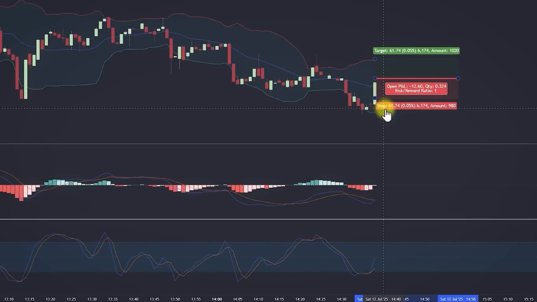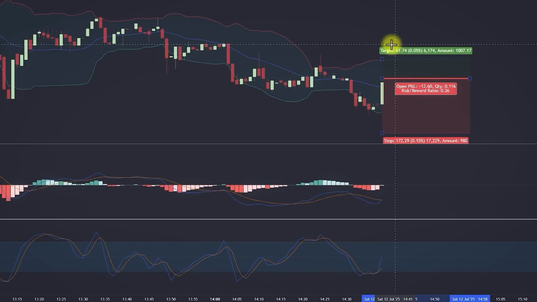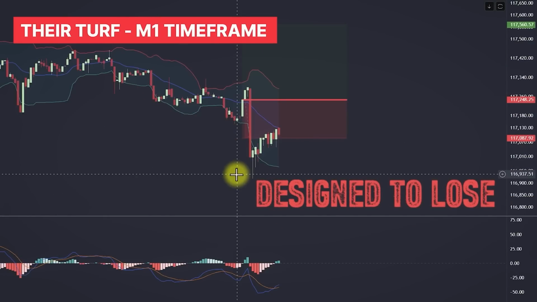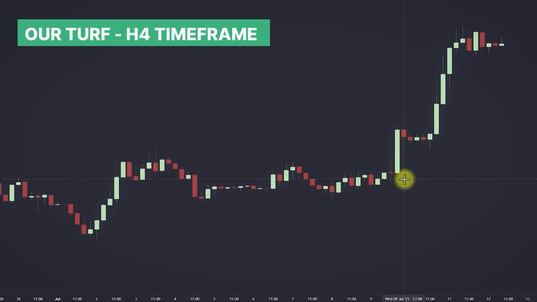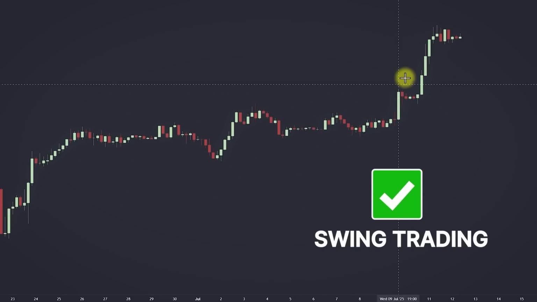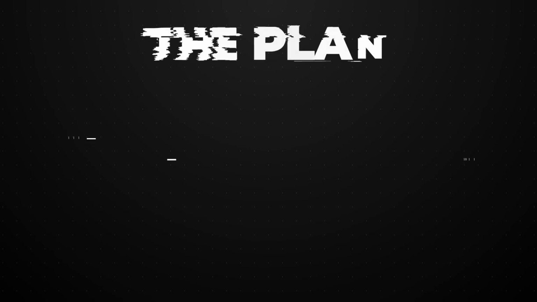With every click, you're fighting a billion-dollar institution, and on their turf, the low timeframes, you are designed to lose. But we're not going to fight them there. We're going to pull them onto our turf, swing trading on the higher timeframes. So here is the plan.